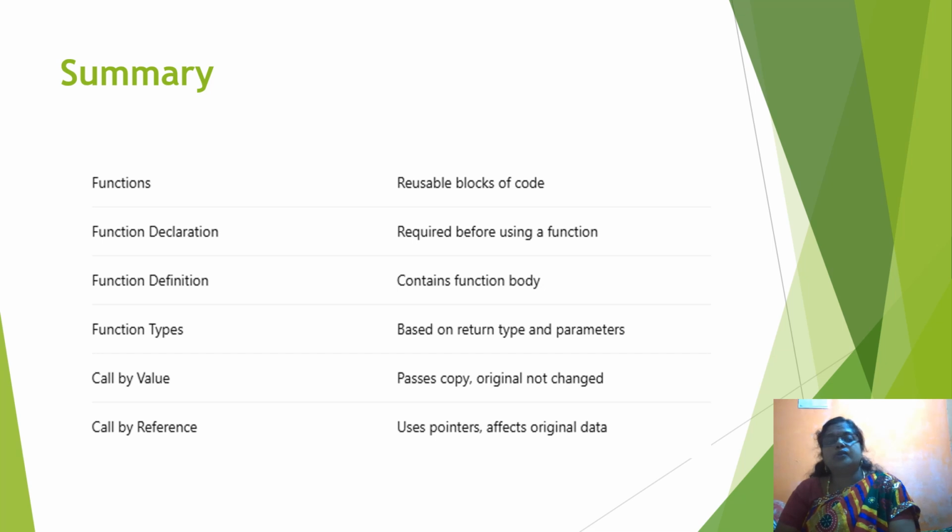Functions are reusable blocks of code. Function declaration is required before using a function. Function definition contains the function body. Function types are based on return type and parameters. Call by value passes a copy, and the original is not changed. Call by reference uses pointers and affects the original data.